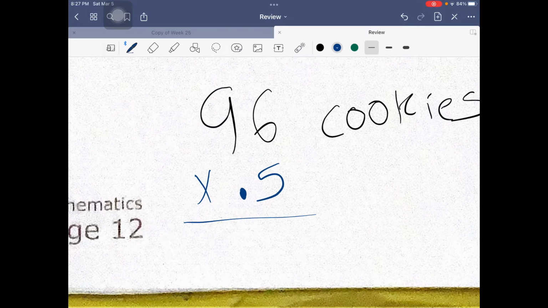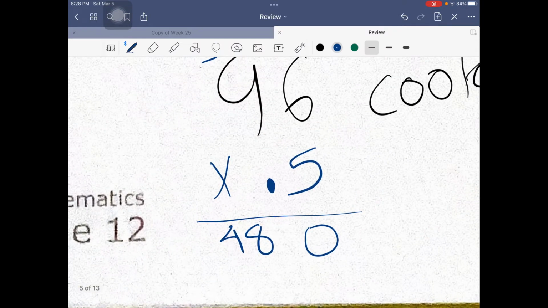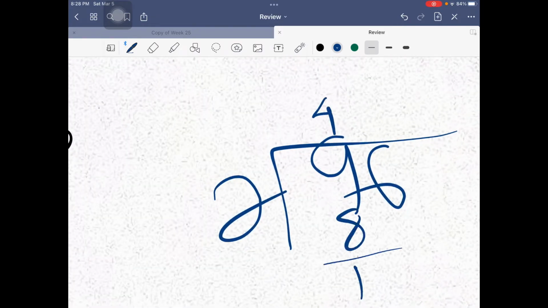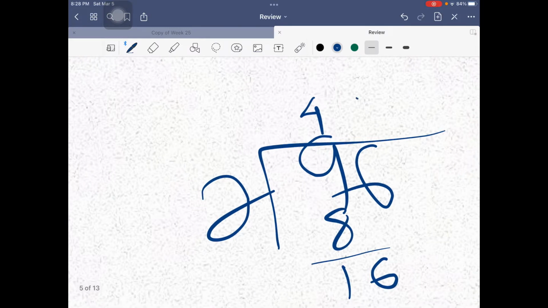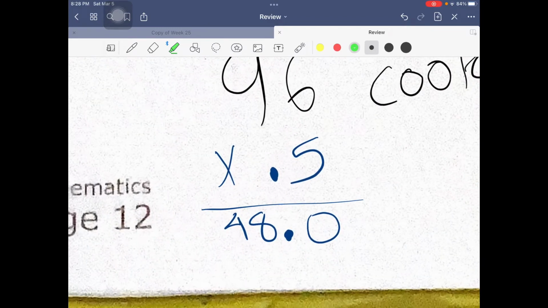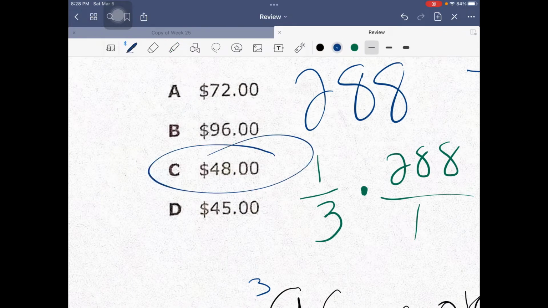What's 6 times 5? 30. What's 9 times 5? Plus 3? 48. Now, is 480 my answer? No. Why not? Because I have one decimal, so my answer is 48. 2 times 4 is 8. You subtract. 2 times what gives you 16? 8. So yeah, we get the same thing if we did one or the other. It's fine. My answer is C. Perfect. Awesome.